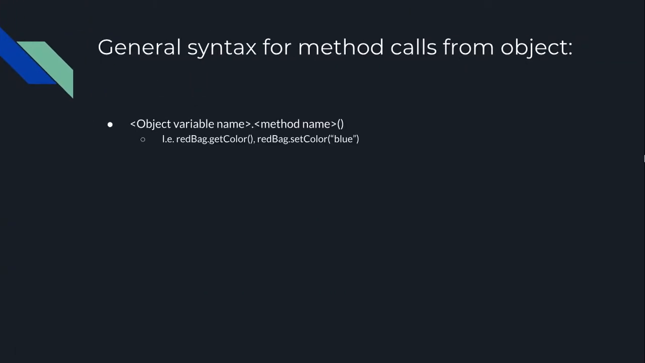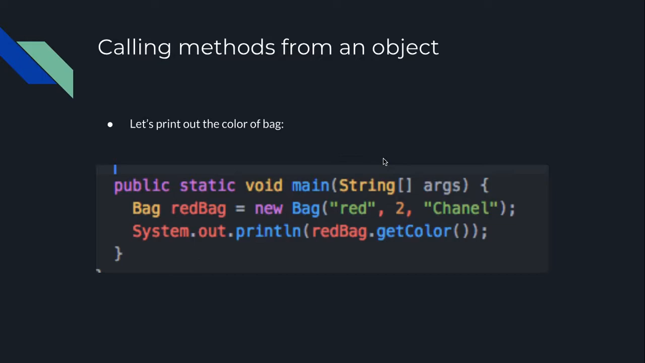So now the general syntax for method calls is that we have the object's variable name, for example, red bag or brown bag. We have the dot, we have to say the method name, and then we have the parentheses. And if there's arguments involved, then we would pass in arguments. And here are some examples that we have right here.